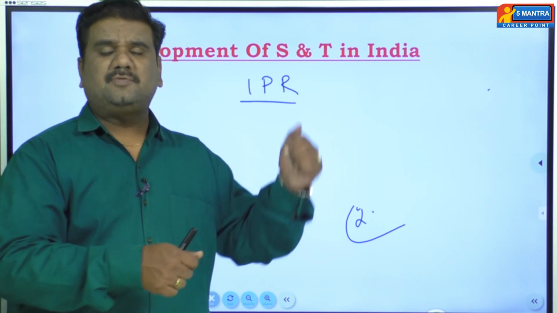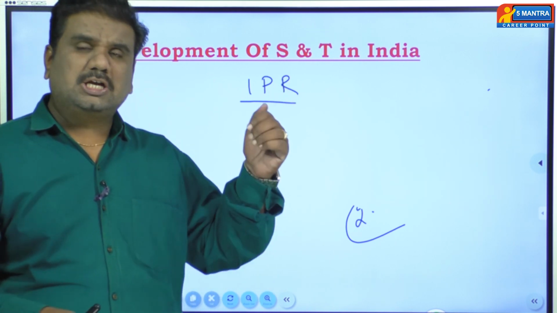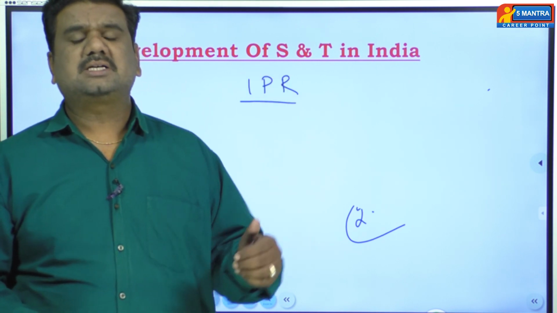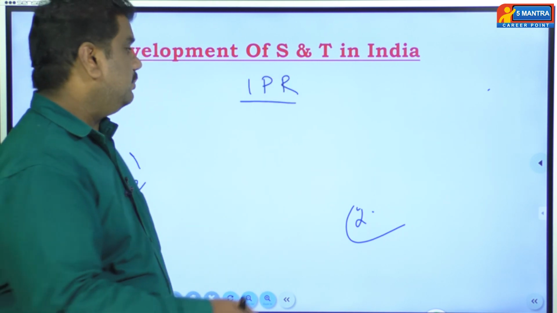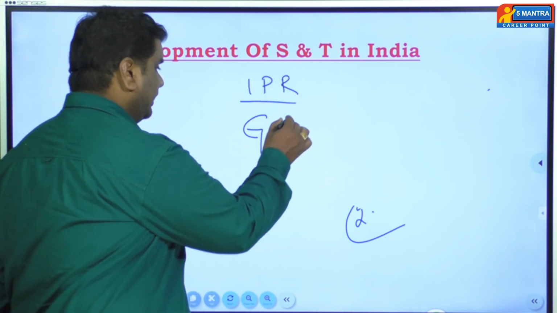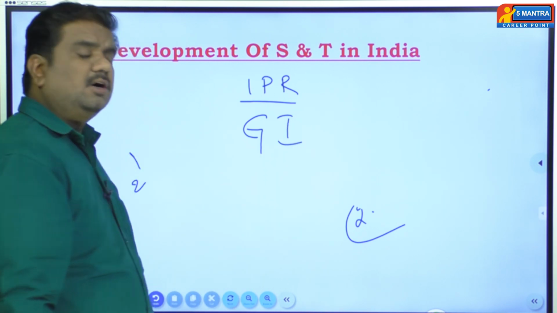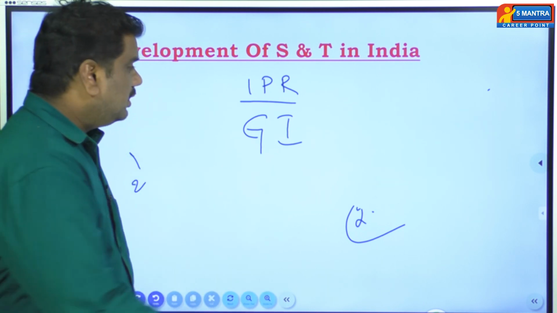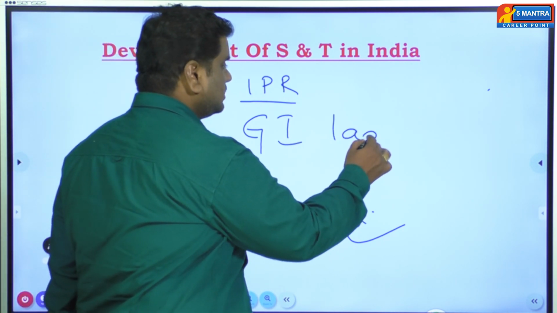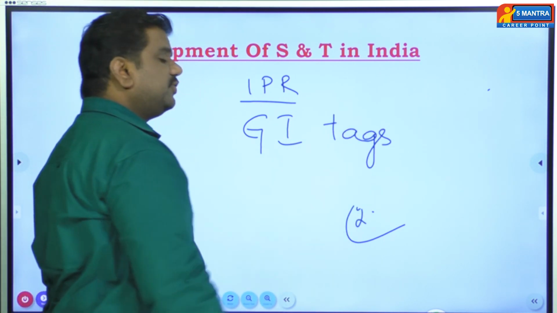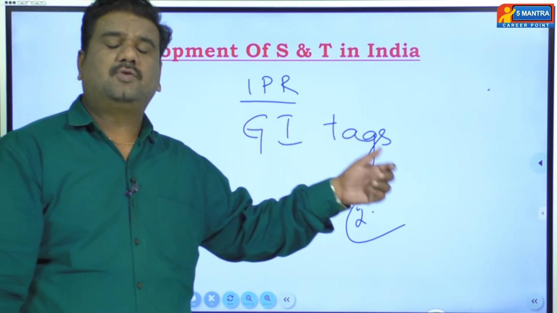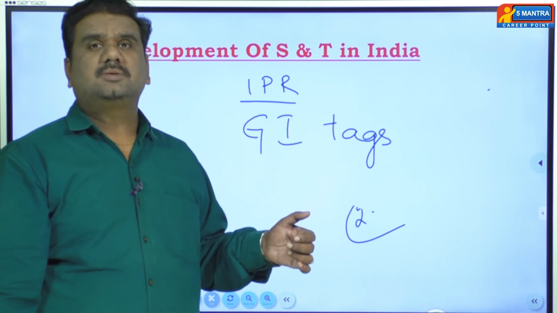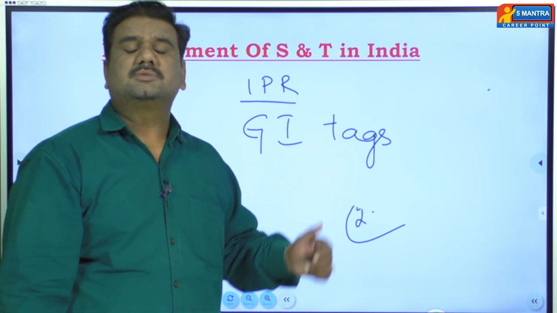So you're talking about your copyrights, your patents, your trademarks, trade secrets. At the same time, the most important thing, you're talking about your geographical indications, which we call GI tags. So these geographical indications are valid for how many years? And for which particular products? And for which particular items?